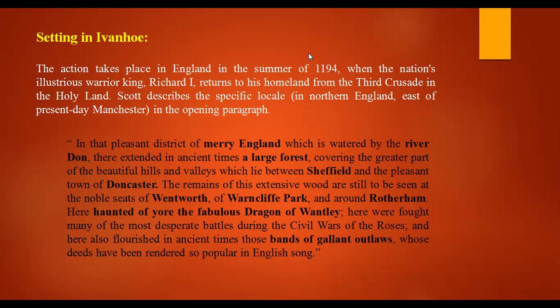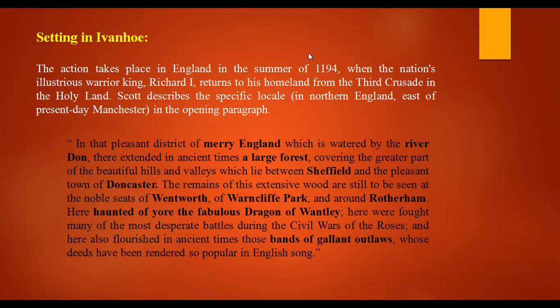Let me read out the first paragraph in the novel that talks about the locale, the setting of the novel. In that pleasant district of Merry England, which is watered by the River Don, there extended in ancient times a large forest covering the greater part of the beautiful hills and valleys which lie between Sheffield and the pleasant town of Doncaster. The remains of this extensive wood are still to be seen at the noble seats of Wentworth, of Wharncliffe Park, and around Rotherham, here haunted of yore the fabulous dragon of Wantley. Here were fought many of the most desperate battles during the Wars of the Roses, and here also flourished in ancient times those bands of gallant outlaws whose deeds have been rendered so popular in English song.